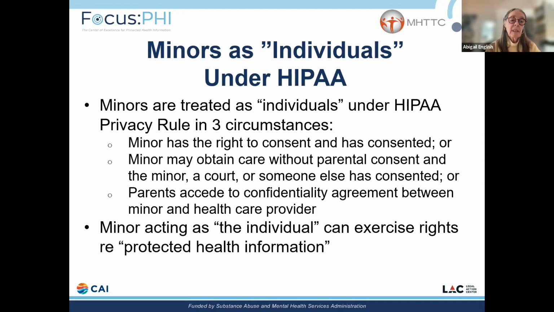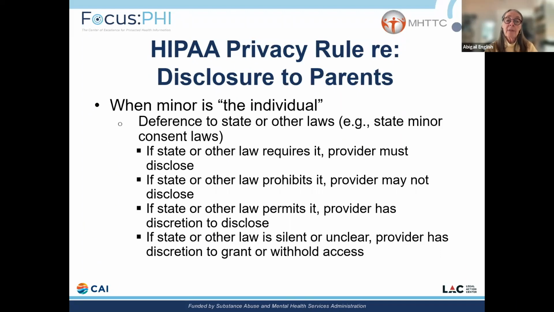And the legal significance means that minors who are acting as the individual can exercise rights to protected health information. And Amber had outlined what some of those rights were. The big question that people often have is, does that also mean that minors who are considered the individual control disclosure of their protected health information to their parents? So this is important because generally, as Amber explained, under the HIPAA privacy rule, parents are considered the personal representative of their minor children, which means they would generally have access to their protected health information.